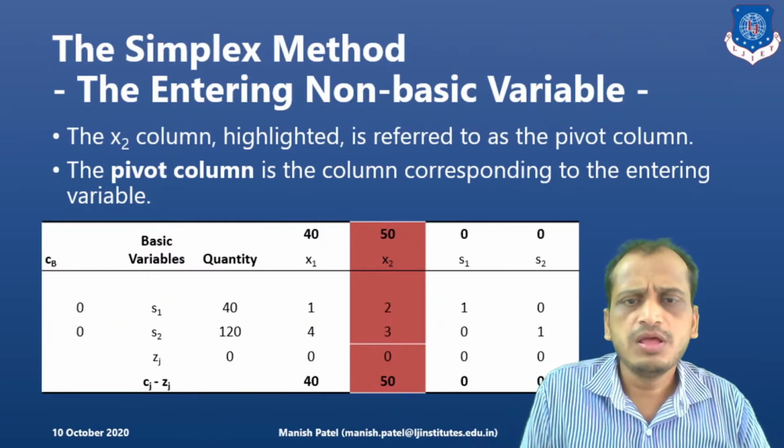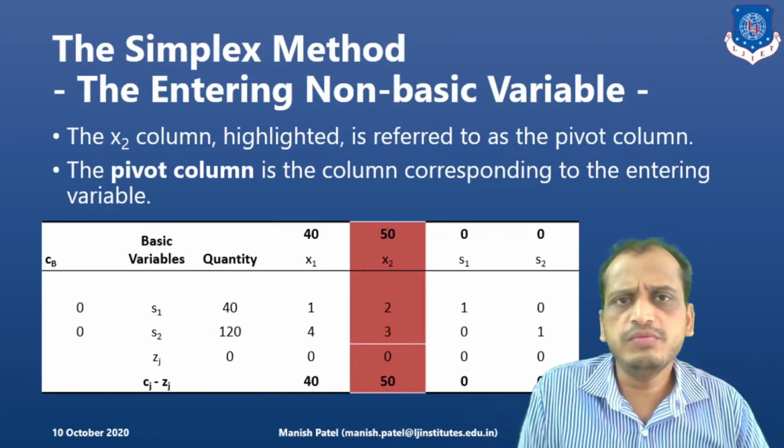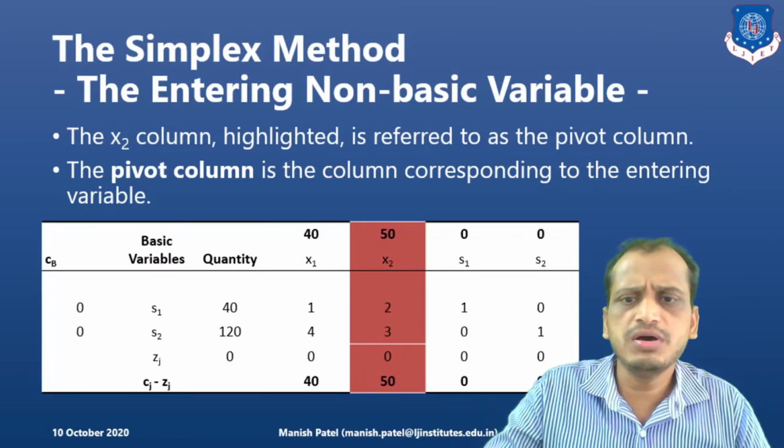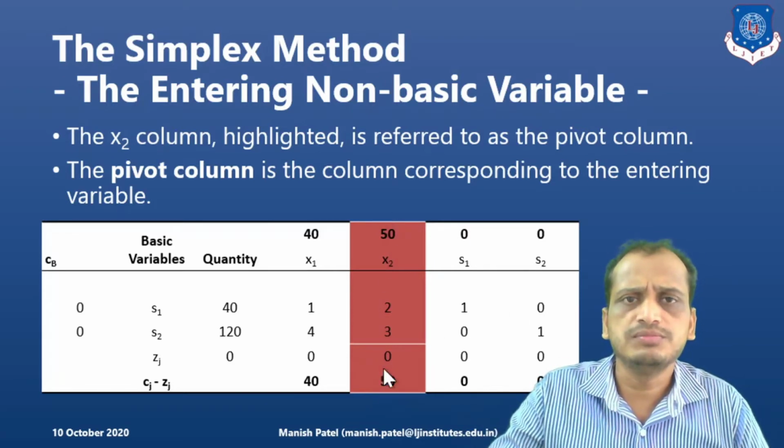So let's look into the next step. In the next step, we will decide the pivot column. So how do we decide the pivot column? The maximum positive number is decided as the pivot column, that is this one. So this is our pivot column, the maximum positive Cj minus Zj.